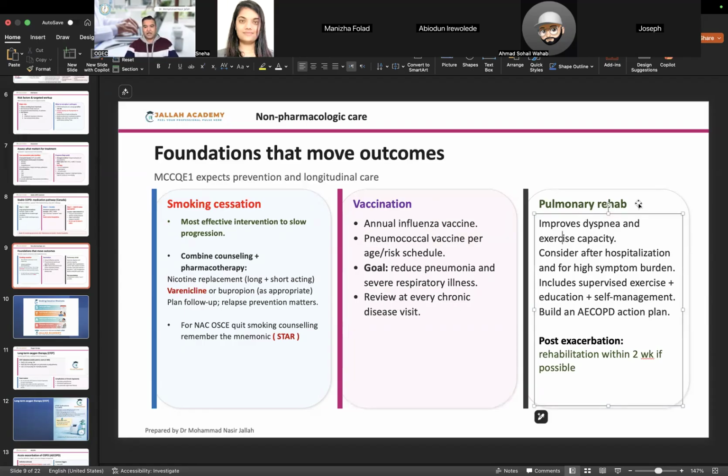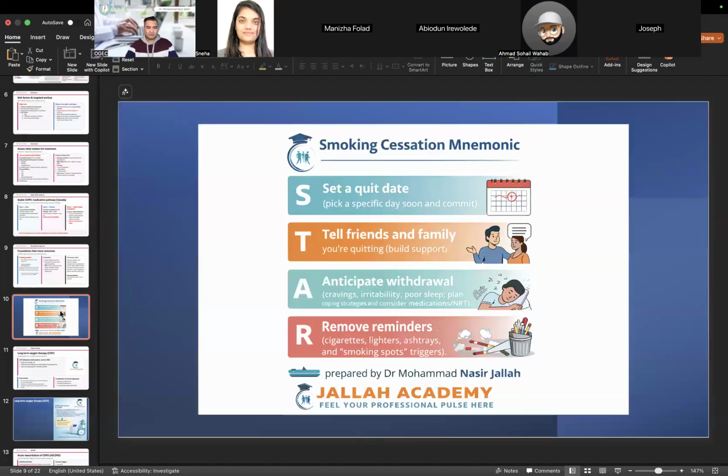Now, pulmonary rehabilitation improves dyspnea and exercise capacity, considered after hospitalization for a high symptom burden. Remember, they might ask you after hospitalization, what is the best preventive treatment? Pulmonary rehabilitation includes supervised exercise, education, self-management, and so on. So remember, post-exacerbation rehabilitation within 2 weeks if possible. Within 2 weeks. Please remember it.